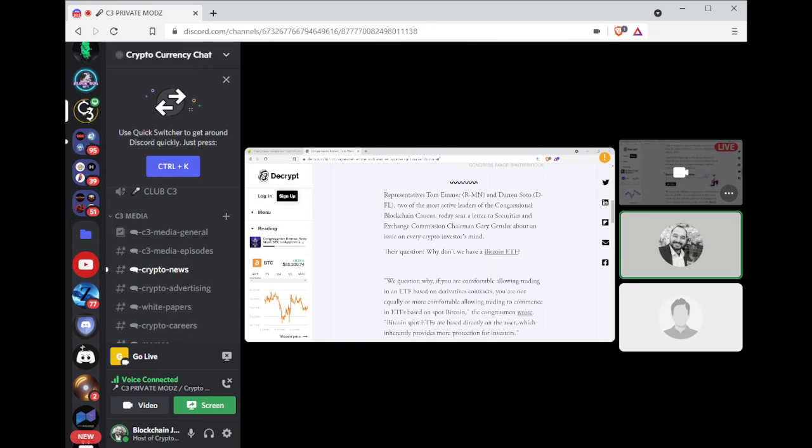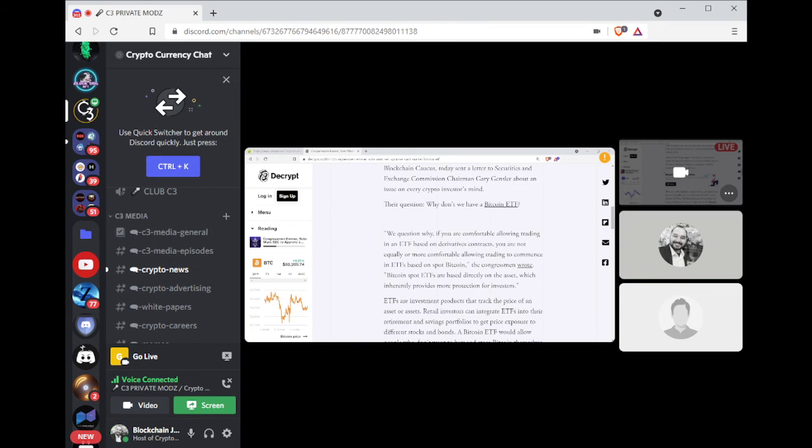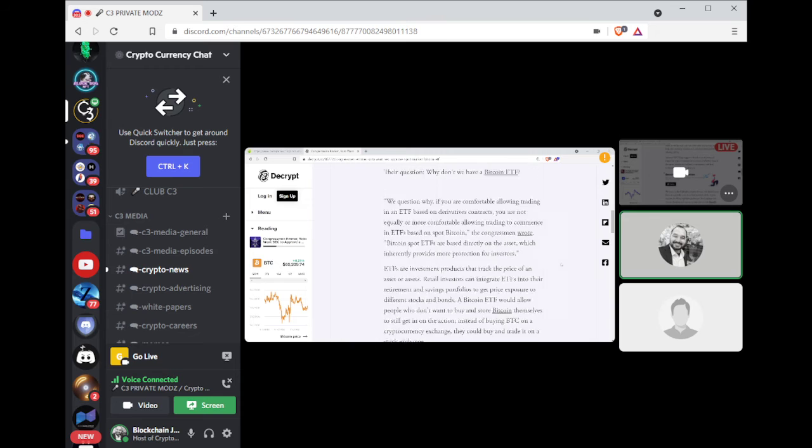And their question of why don't we have a Bitcoin ETF? We question why, if you are comfortable allowing trading in an ETF based on derivatives contracts, you are not equally or more comfortable allowing trading to commence in ETFs based on spot Bitcoin, the congressmen wrote. Bitcoin spot ETFs are based directly on the asset, which inherently provides more protection for investors.